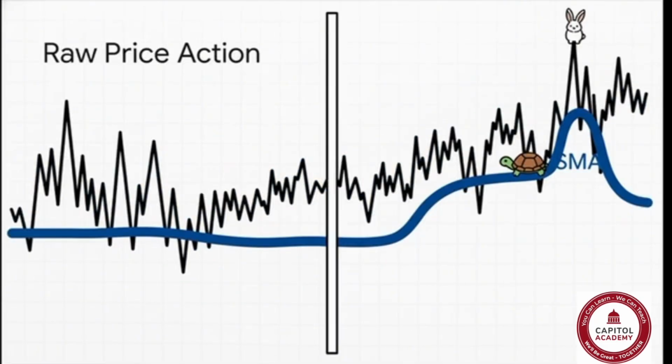And all of this leads to the SMA's big trade-off. Because it gives equal weight to all the data, it creates this really nice smooth line on your chart. But that smoothness comes at a price. It's slower. It takes a while to react to sudden price moves. So remember that, smoother but slower.